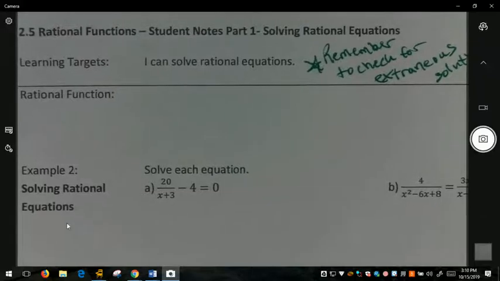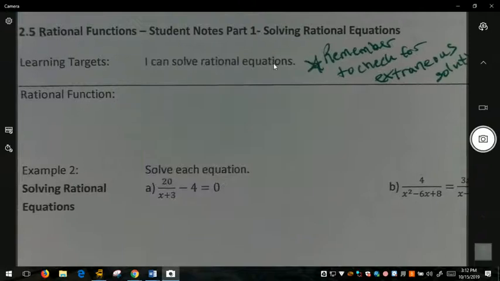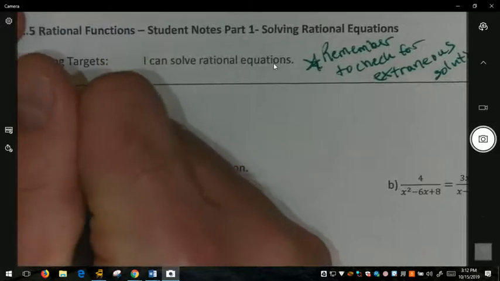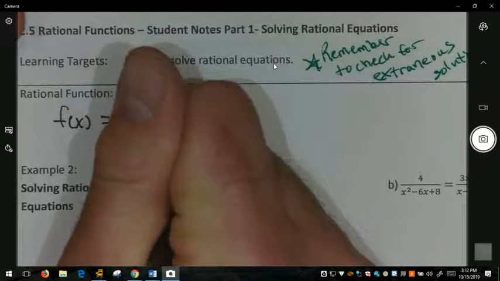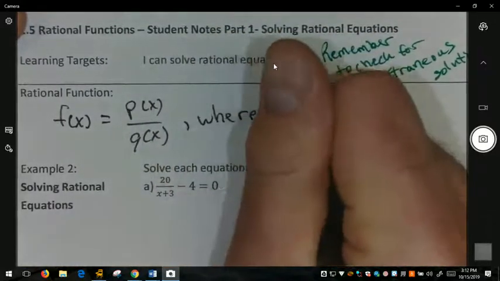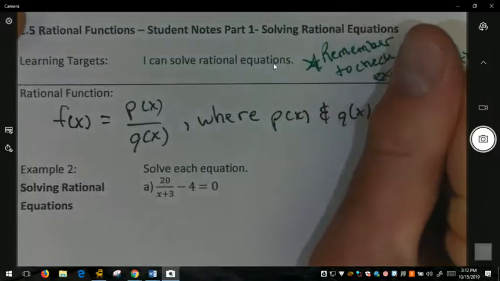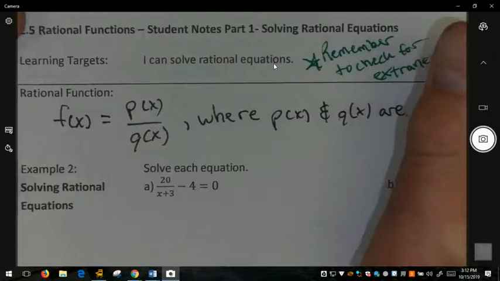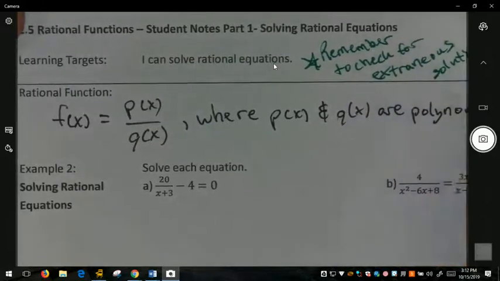A rational function is defined as a function f of x equals p of x over q of x, where p of x and q of x are polynomial equations or polynomial expressions.